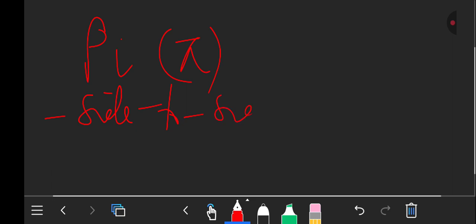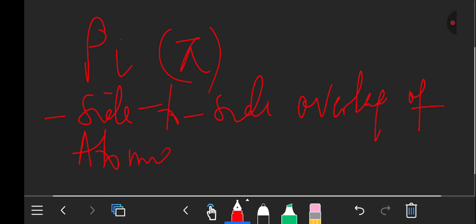Okay, now let's look at the pi bonds. They are represented by this same common symbol we know in mathematics called the pi. So these pi bonds are covalent bonds formed by side to side overlap of atomic orbitals. So this is what is known as the pi bond.